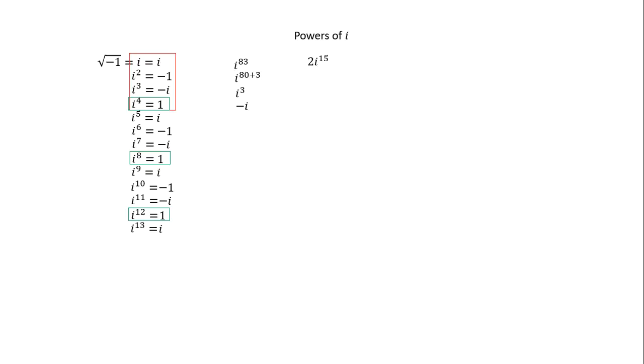How about something with a number in front? 2 times i to the 15th. Well, i to the 15th is going to be either positive or negative 1 or i, multiplied by the 2. What number is 15 close to that's divisible by 4? You might think 12, so it's 12 plus 3. Maybe instead of 12, it's 16, so 16 minus 1. i to the 16th is going to be that 1, and we just need to go backwards 1 to get to -i. 2 times -i is -2i.